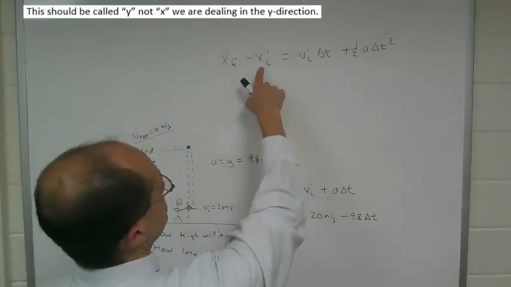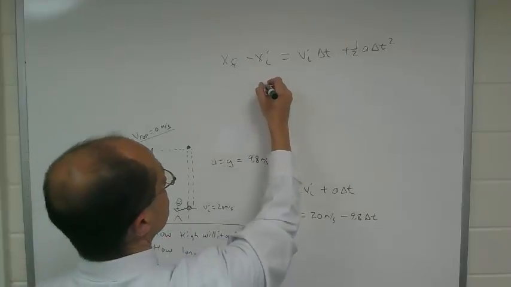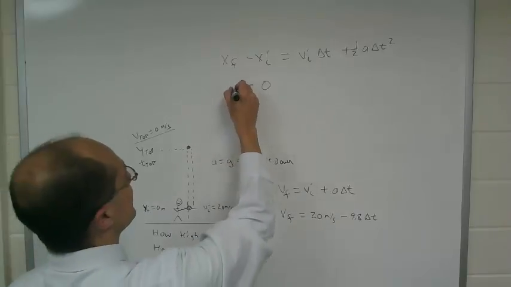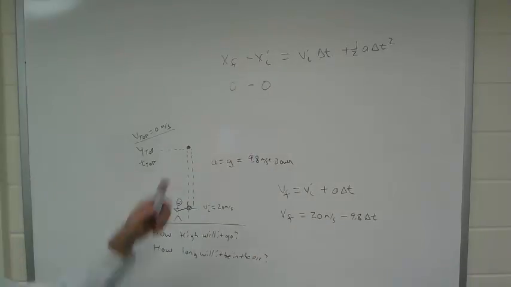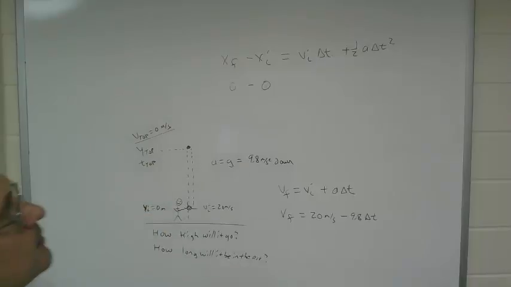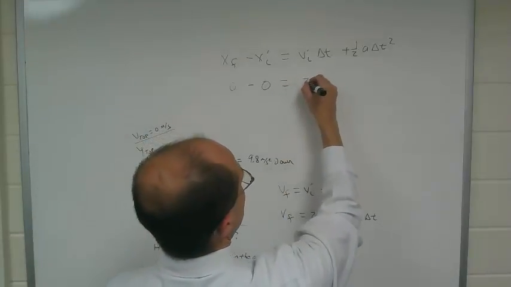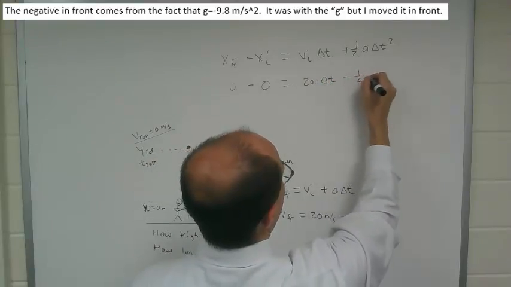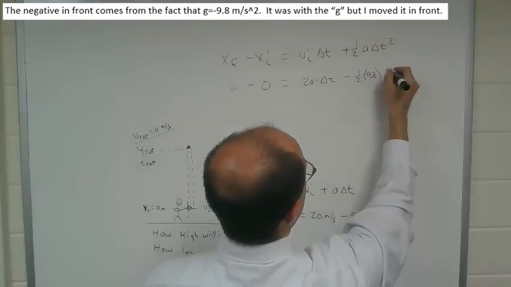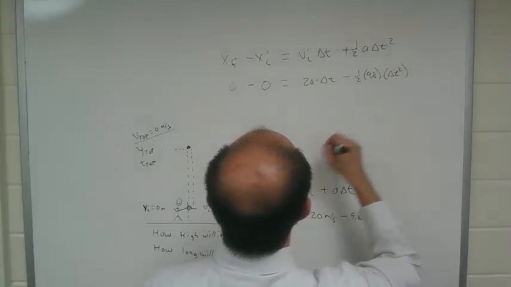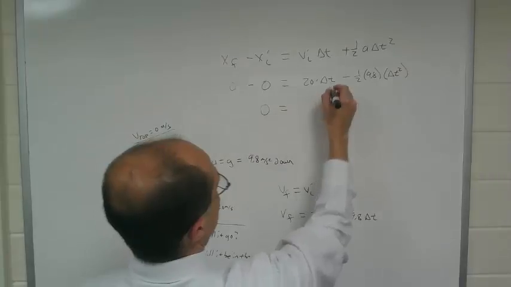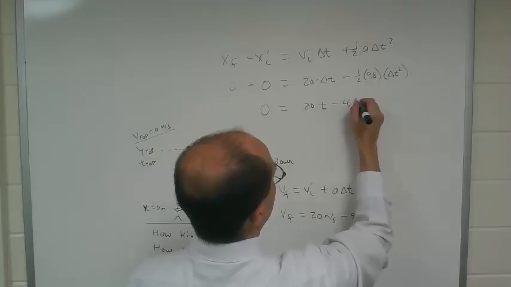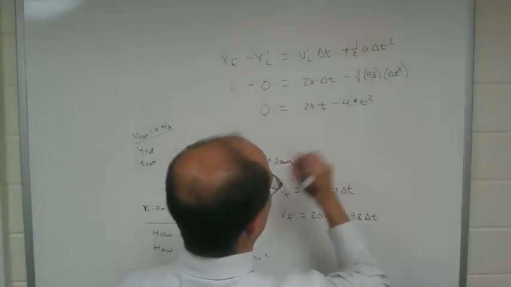The ball starts where? At x initial, which is 0. If the ball comes back to my hand, it's at x final. Its final spot is back in my hand at 0. And this has to be 20 times our delta t minus 1/2 of the 9.8 times delta t squared. So what we see is that 0 is, I'm going to call this t just to save time, 20t minus 4.9 t squared.